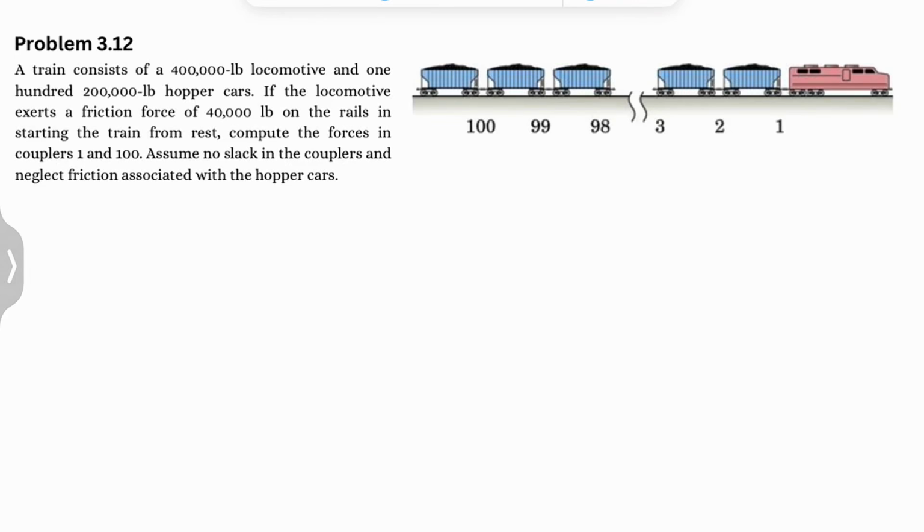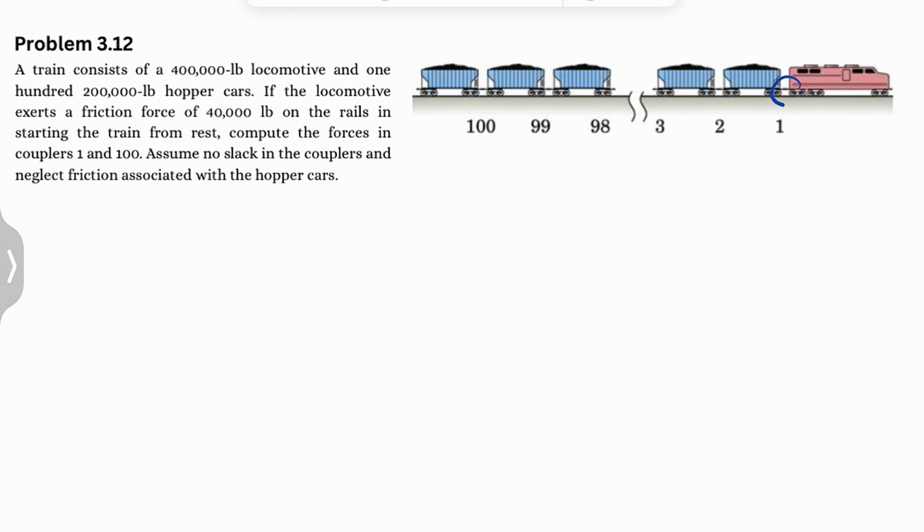All right, guys, let's solve another question from the dynamics. We have this train that consists of a 400,000 pound locomotive and 100 hopper cars of 200,000 pounds each. If the locomotive exerts a friction force of 40,000 pounds on the rails and is starting the train from rest, we need to compute the forces in the couplers 1 and 100.